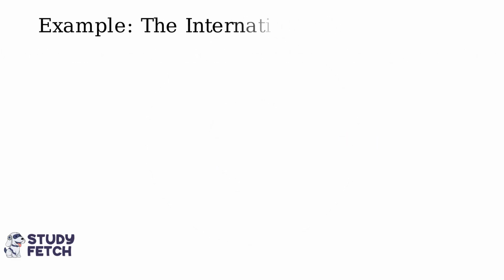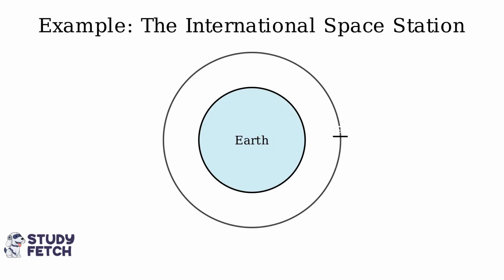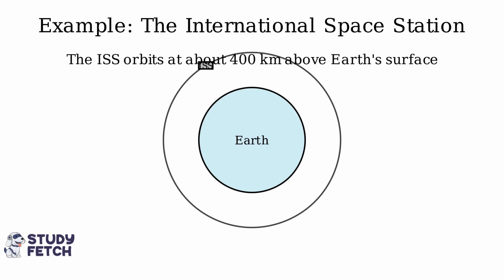The International Space Station is a perfect example of an object in orbit. It is constantly falling toward Earth, but moving forward fast enough that it never hits the ground. This is what we call an orbit.